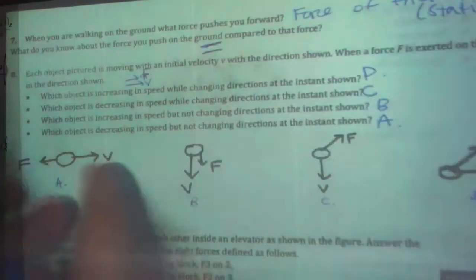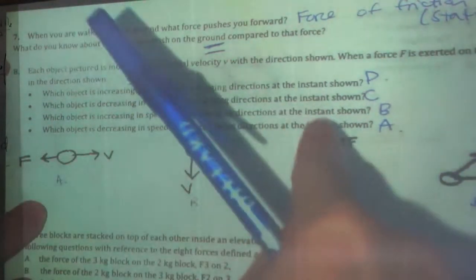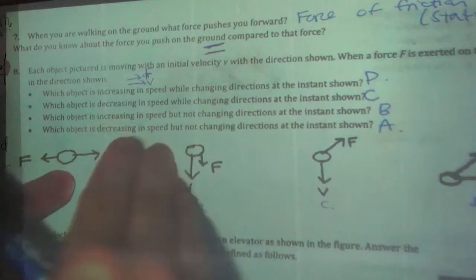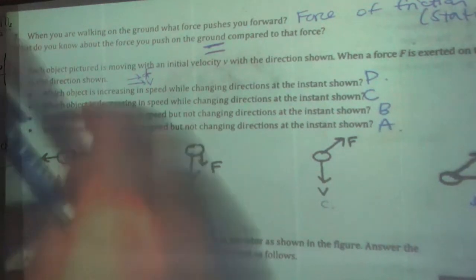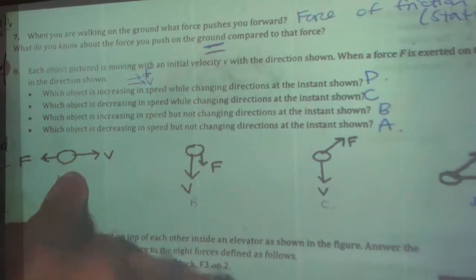Now if you're like, wait, but that's going to make it stop and go the other way. That is true, but that's not going to happen instantaneously. Before it stops, you need the force to slow it down to 0 and then start going in the negative direction. So it wouldn't be changing directions at that instant.